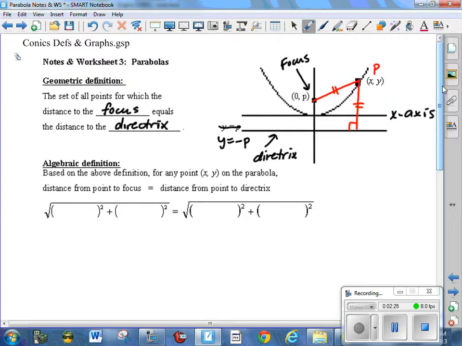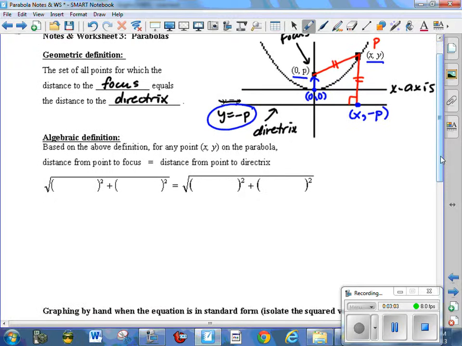So let's label our third point. We have one point that's (0, p), another point that's (x, y), and then this third point, notice, is directly below (x, y), so it has the same x coordinate, which we'll call x, but its y coordinate is now negative p. That means the distance from the vertex, which is at (0, 0), to the focus is p, and from the vertex down to the directrix is also the same distance. So we can take the distance from the focus to P and from P to the directrix, and equate those using the distance formula.